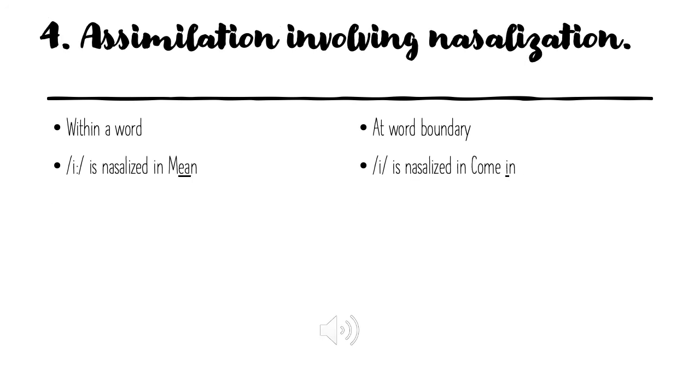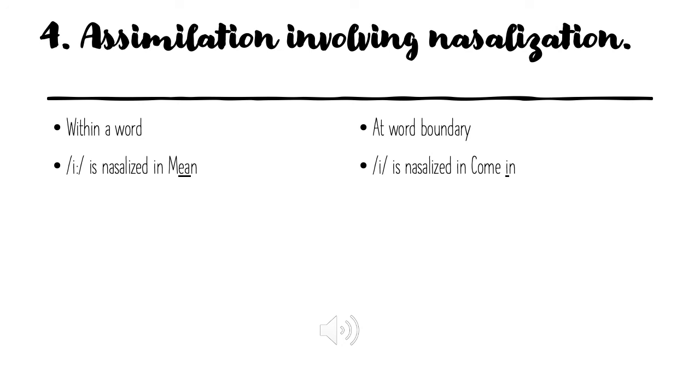And the last change is one that involves nasalization. Nasal sounds becoming less nasalized, or non-nasal sounds becoming more nasalized. Again, because of the influence of the neighboring sounds. So within a word, let us look at the way in which the E sound is pronounced in a word like mean, for example. Now, E by itself is a vowel, and we do not have any nasal quality.